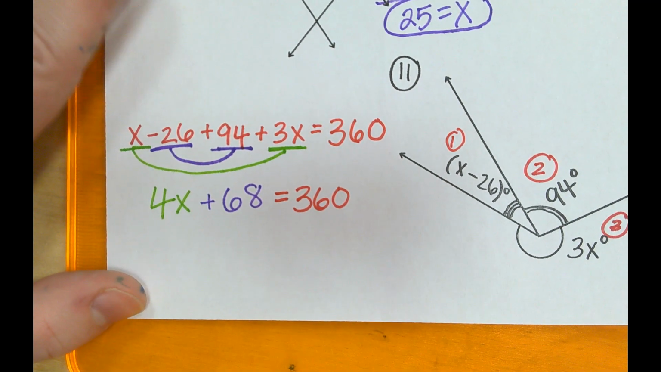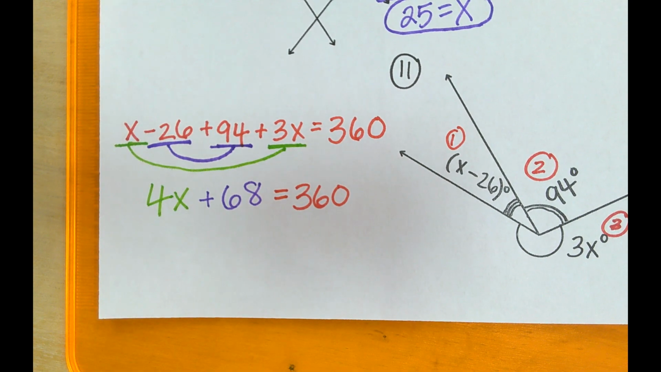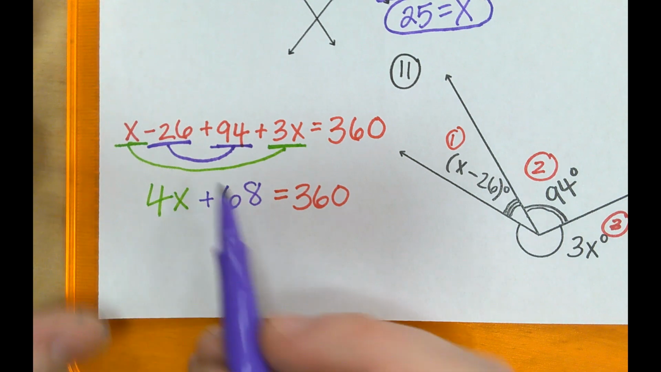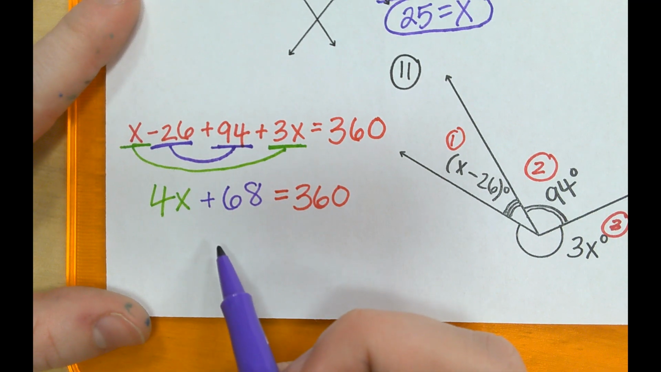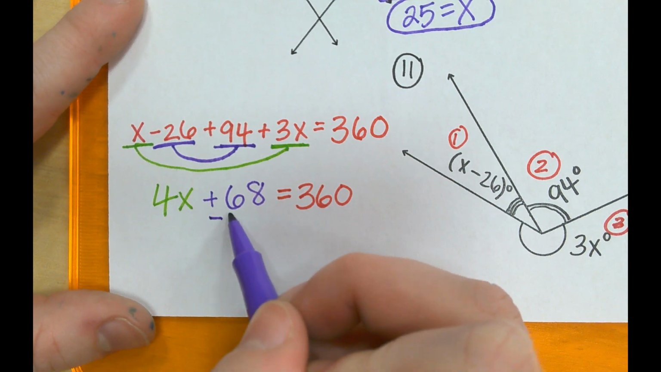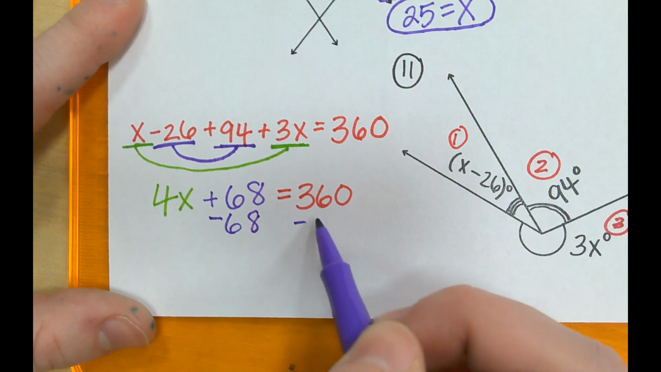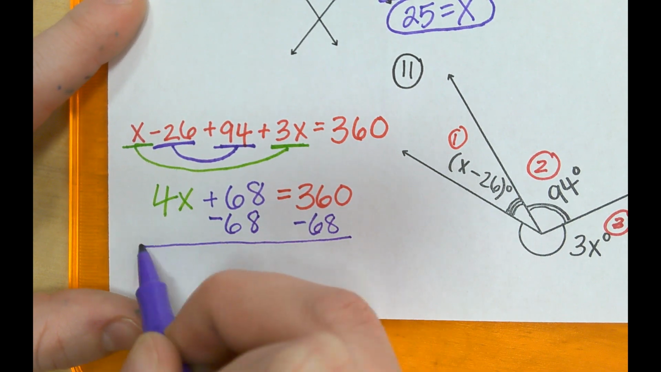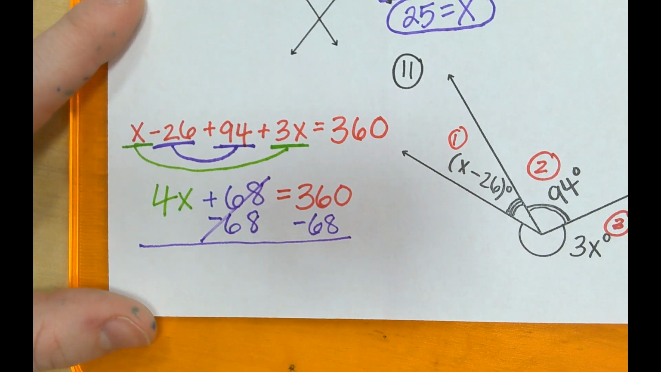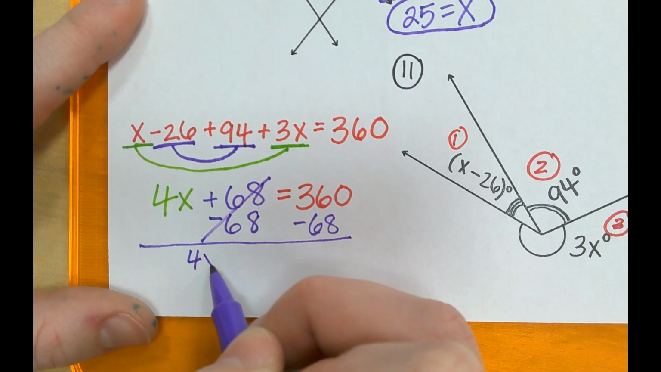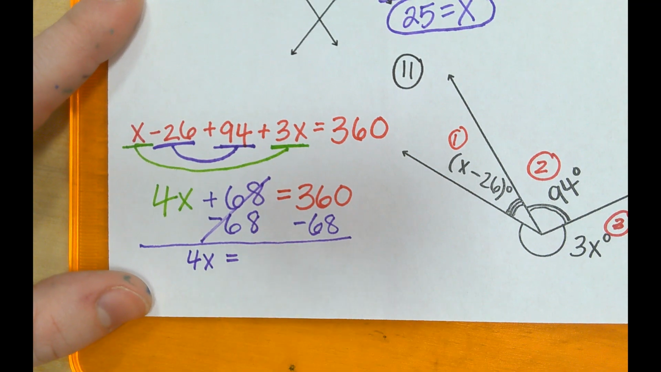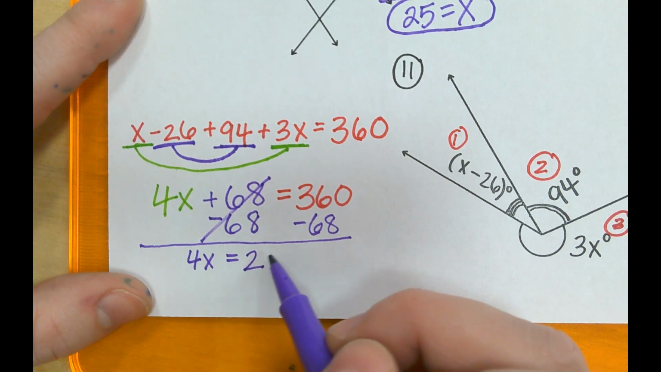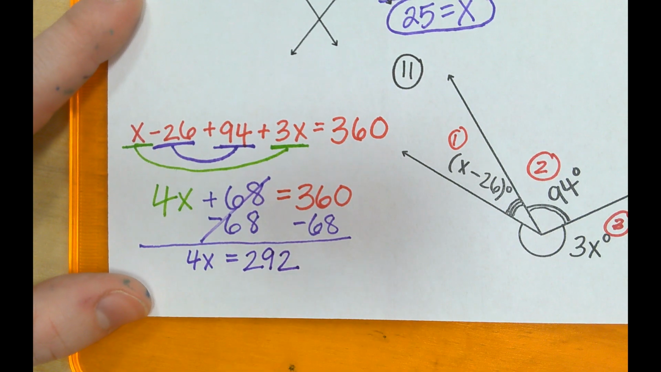And how am I going to solve this now? 68. Okay, what am I going to do with 68? You can subtract. Yeah, let's subtract 68 from both sides. So I've got 4x equals what? 292. Good.